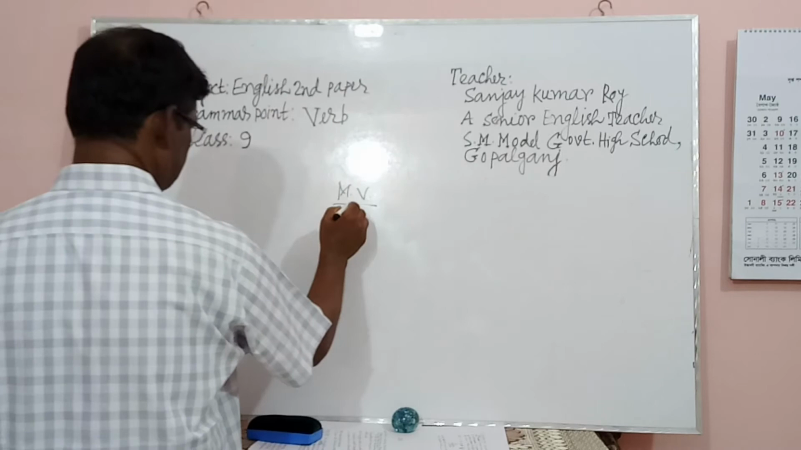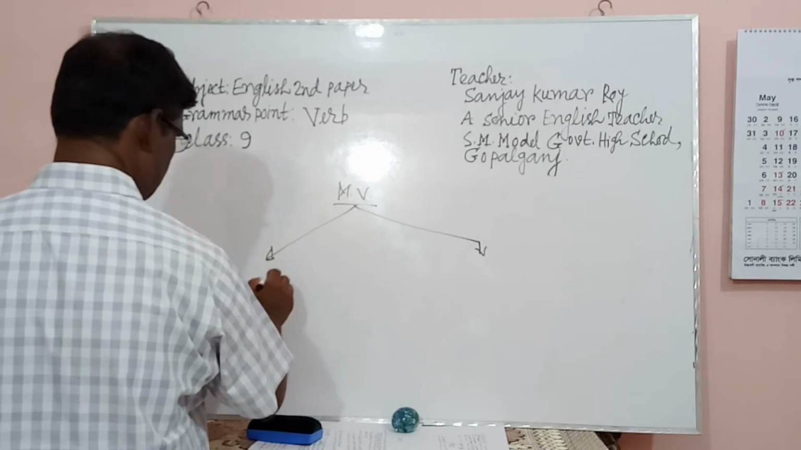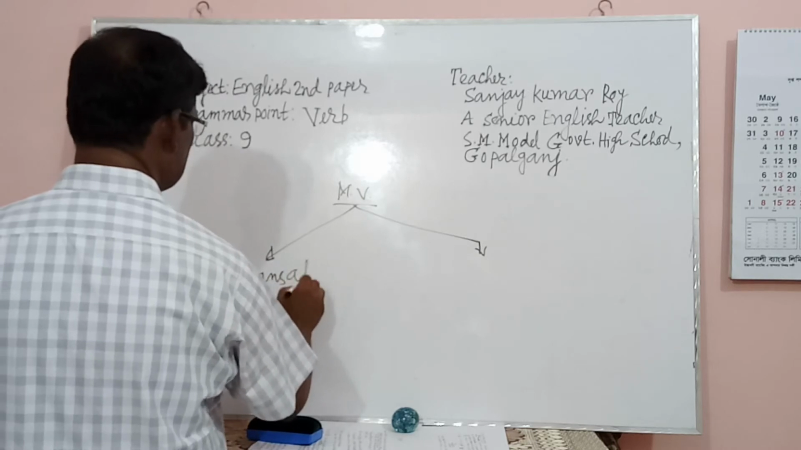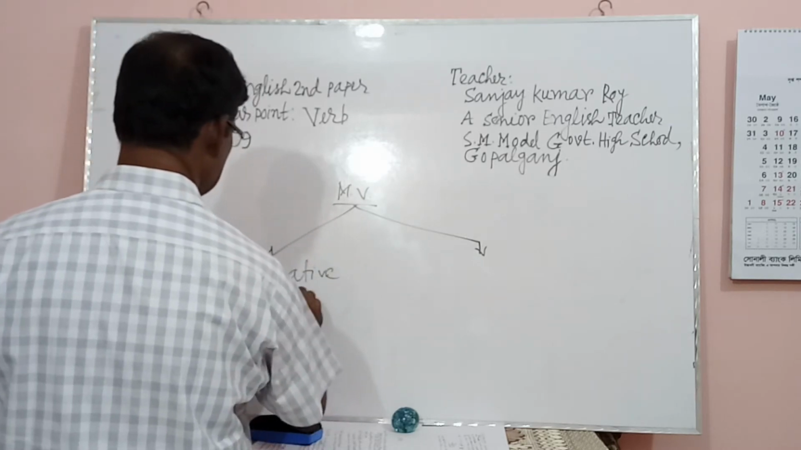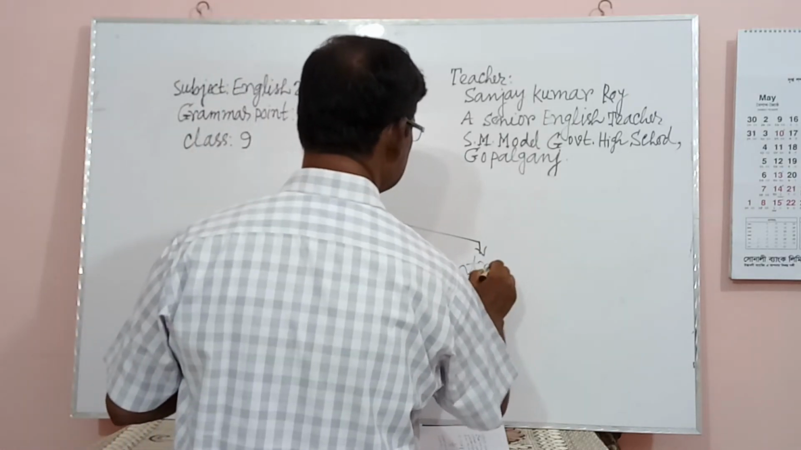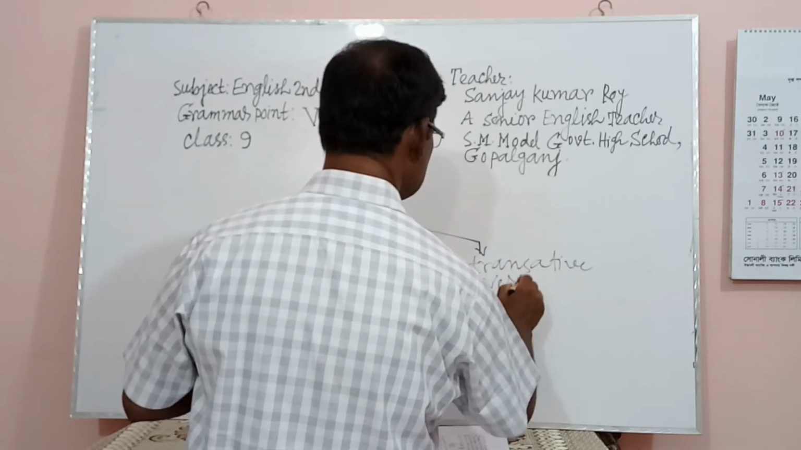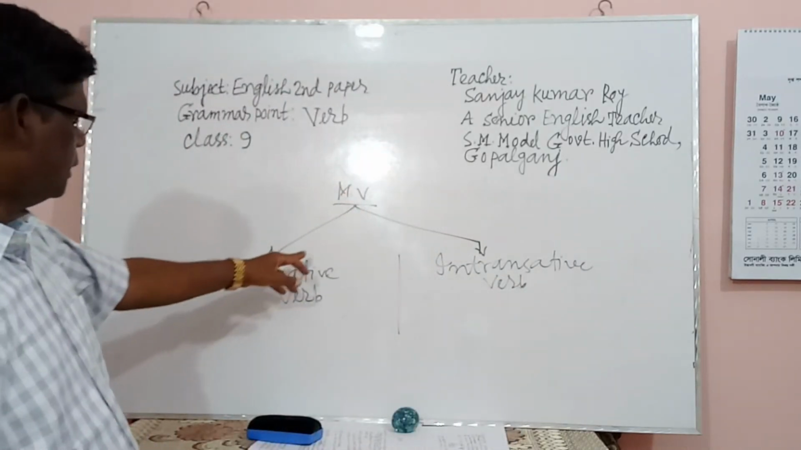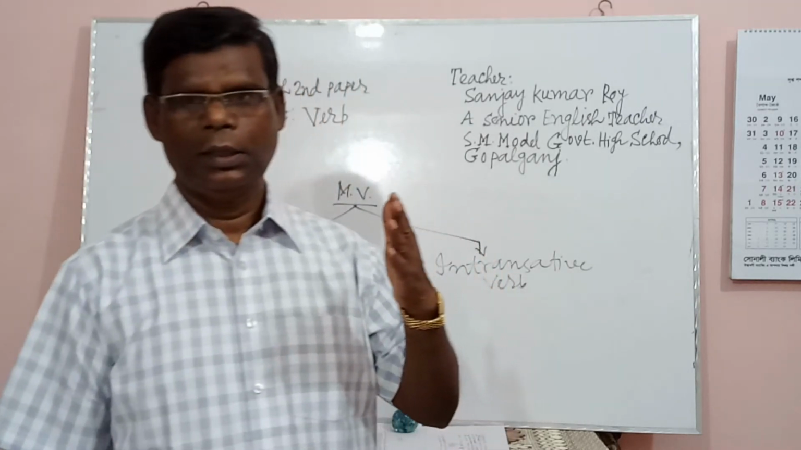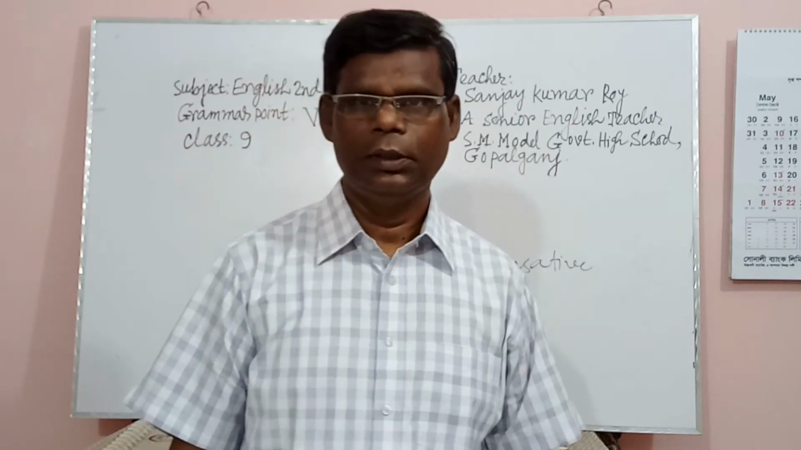Main verb is also divided into two kinds: transitive verb and intransitive verb. Transitive verb: the verb which has an object or objects is called a transitive verb.